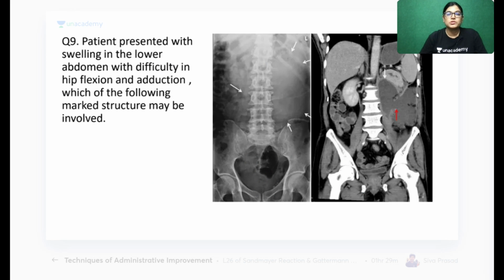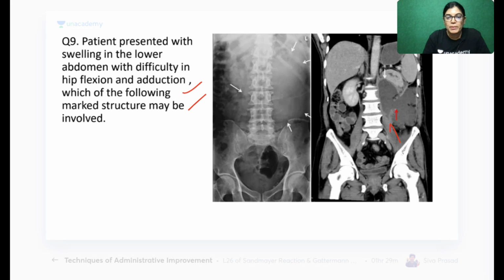Now, one of the questions was like this: the patient presented with a swelling. This was the history provided in the question in the 11th September examination, NEET PG 2021. I didn't find the whole option till now. So the patient presented with swelling in the lower abdomen with difficulty in hip flexion and adduction. What is the reason for this? An image like this was provided, and you have to know which structure was involved.